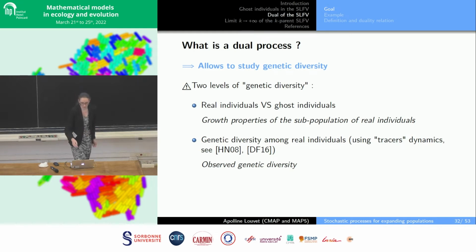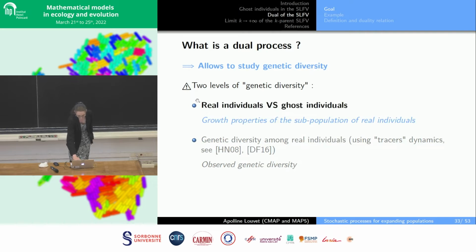but actually that amounts to studying the gross properties of the subpopulation of real individuals. So to study the gross properties of the expansion. And then you have a second level, which is the genetic diversity among real individuals, and so the genetic diversity you actually observe. And in order to tackle this second question, you need to answer the first one. So that's the one I've been focusing on during my PhD.